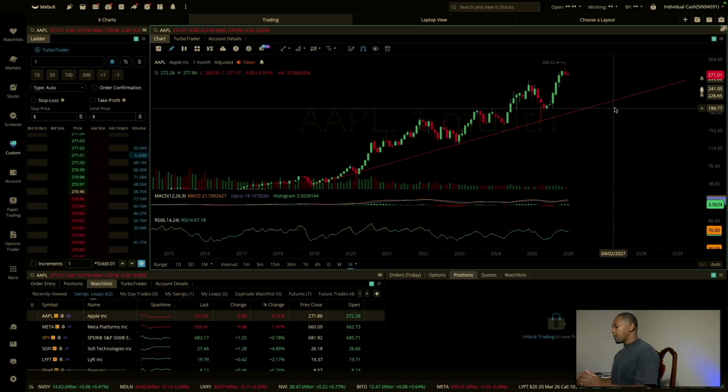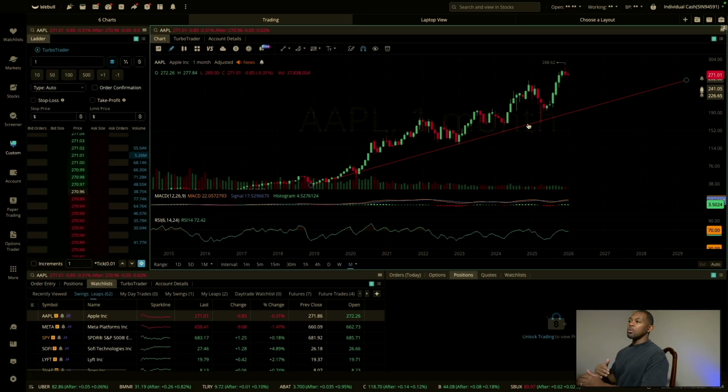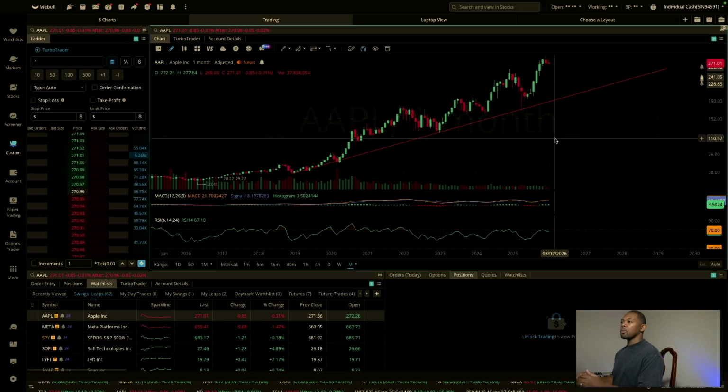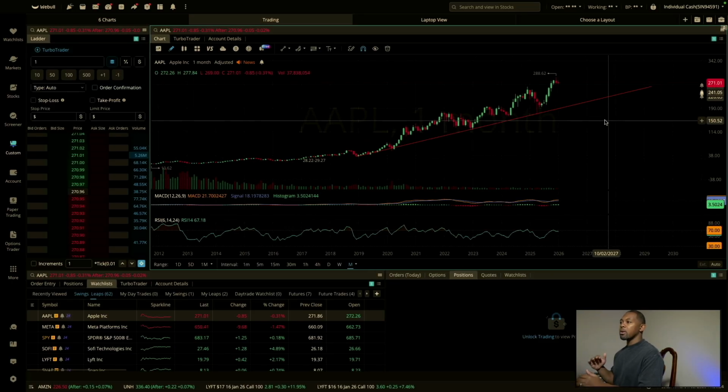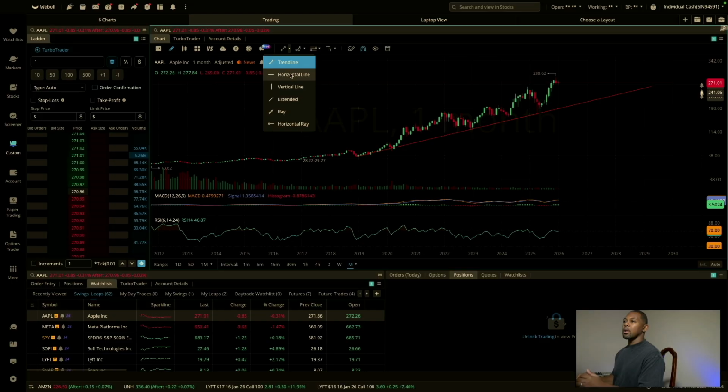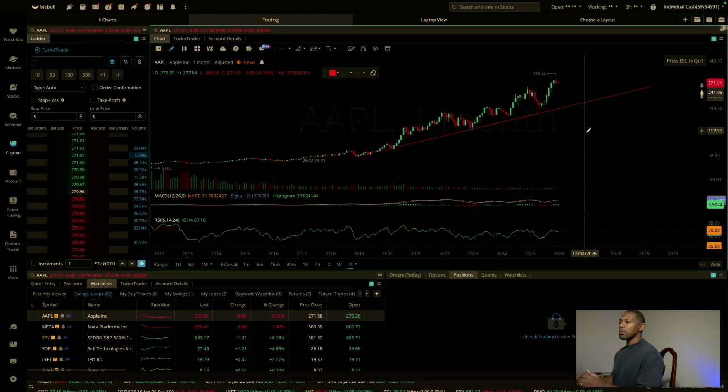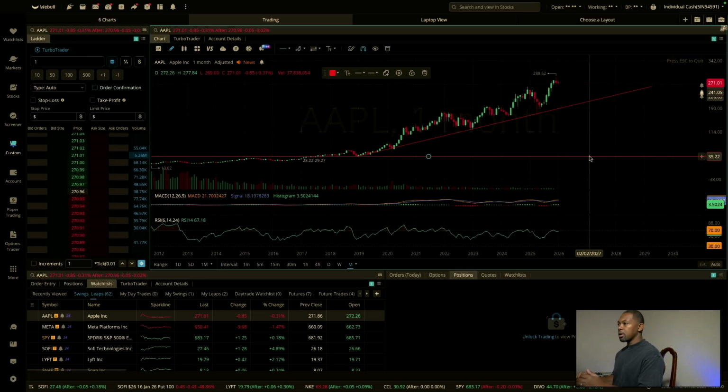I don't want to move too fast, but we want to move to understanding levels. You've got to understand levels. In order to do that, we've already established that we're on the right time frame. We're in the monthly, that's a higher time frame. So now we're going to go ahead and get our horizontal line tool.